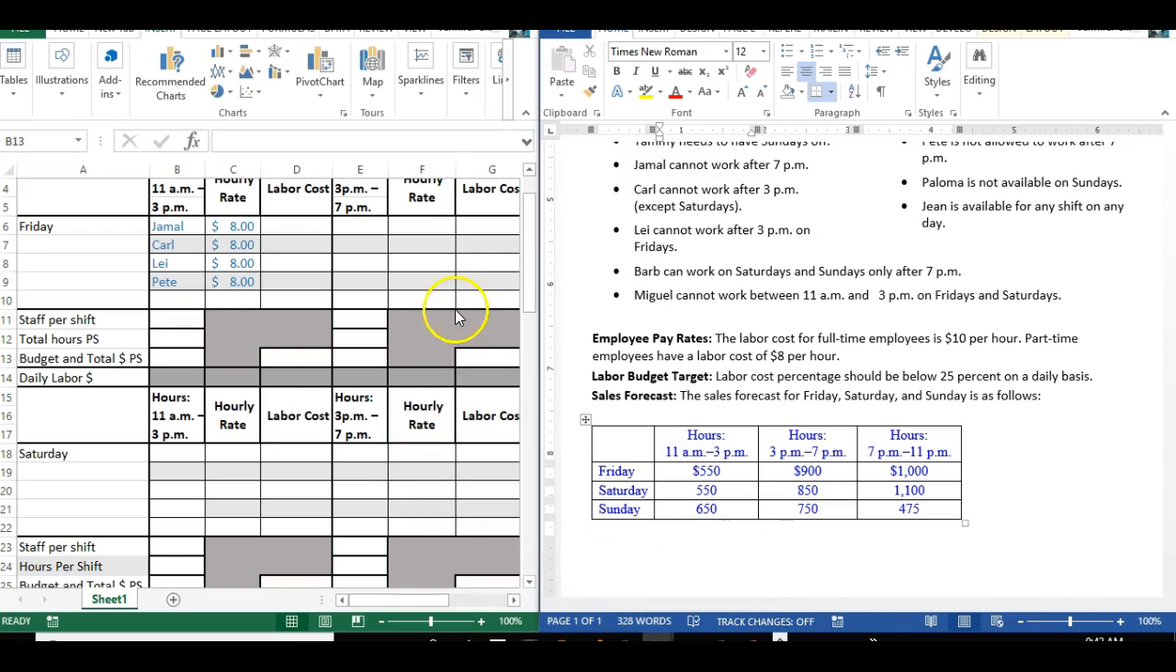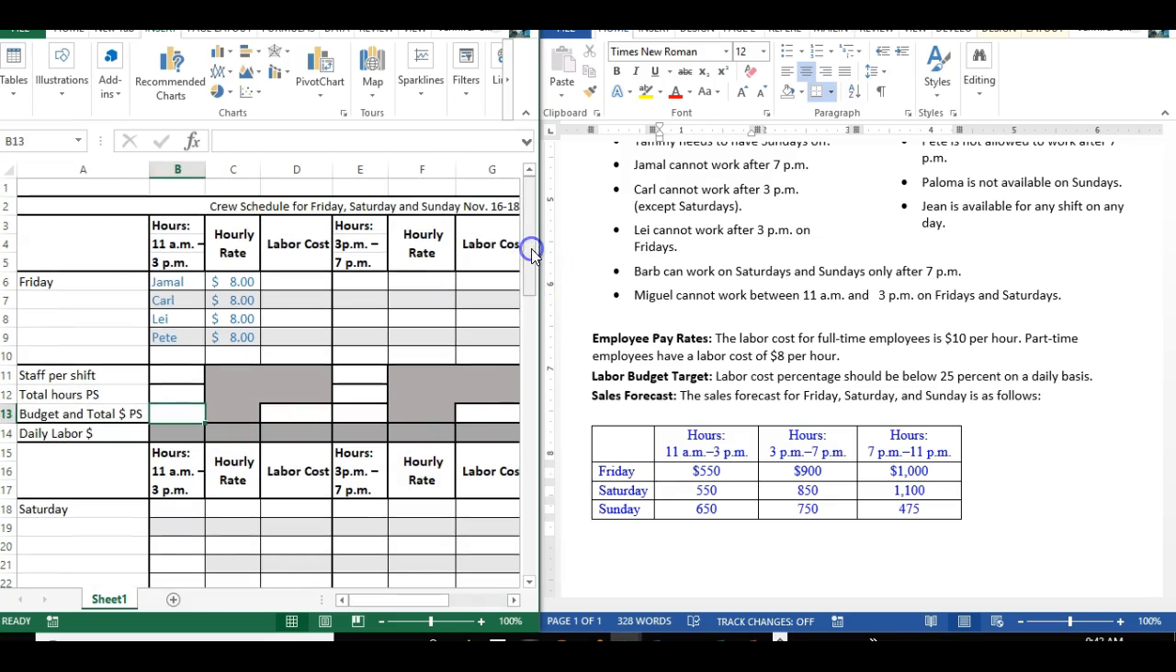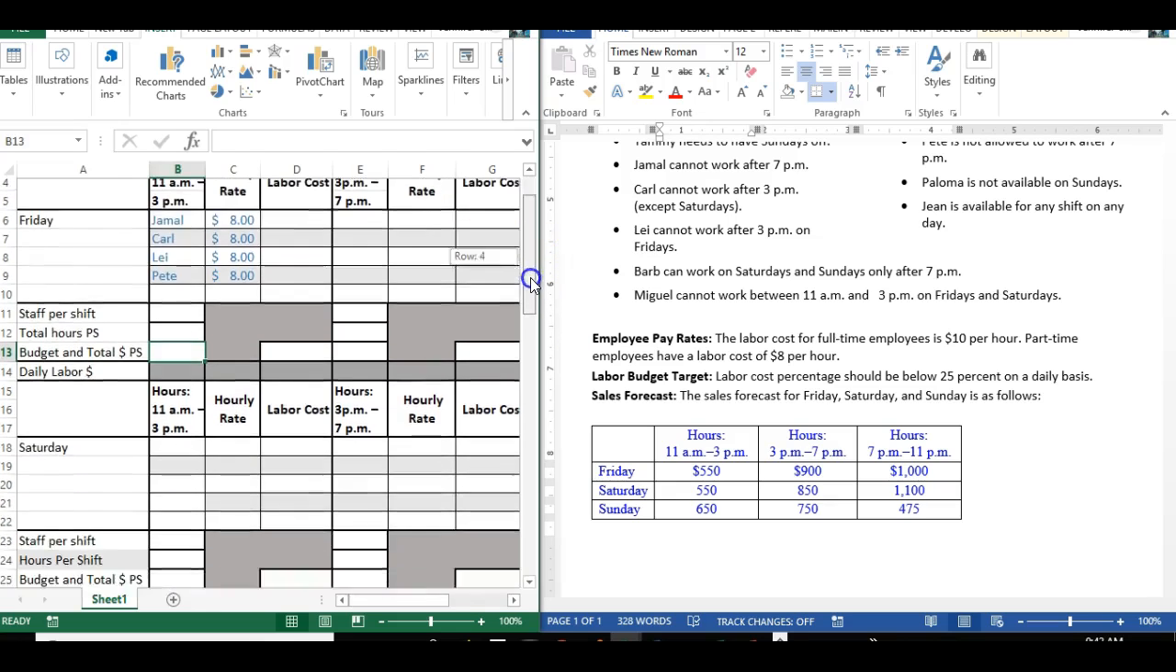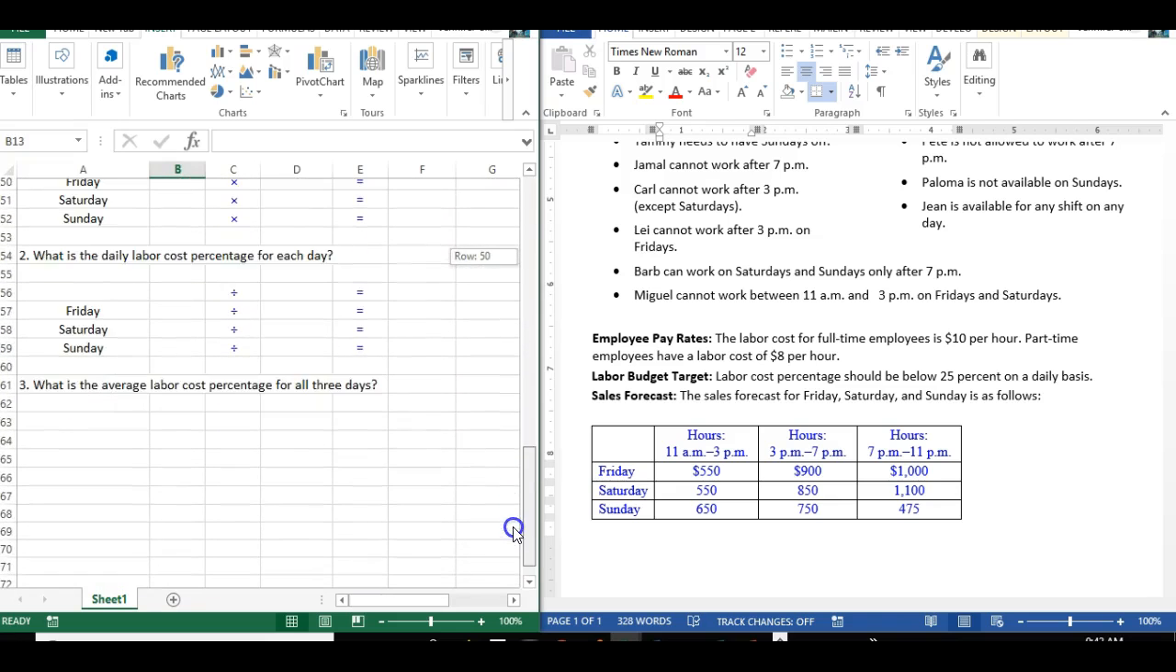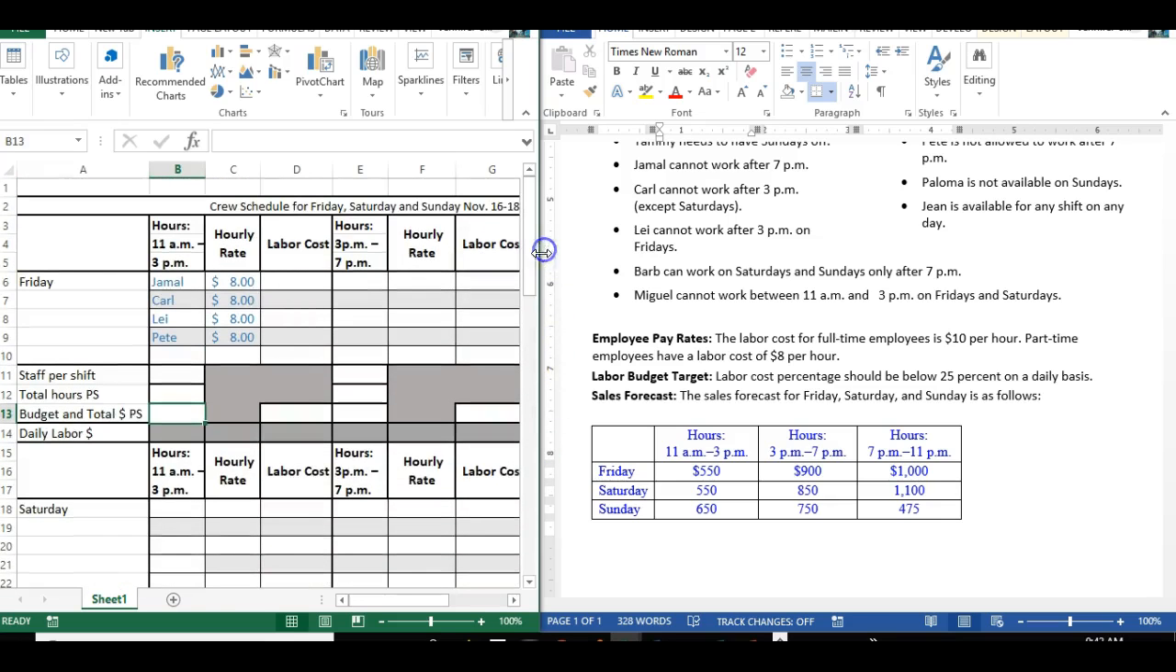Over here, this is the template that you guys have. I have the template of what these tables should look like, and then the questions down below as well, and we'll go over that as soon as we go over the table.